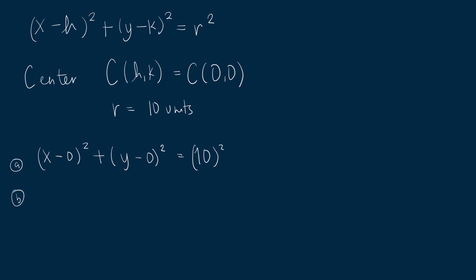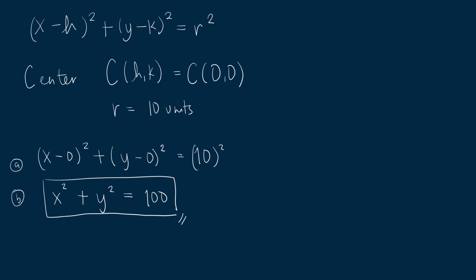For step B, we have to subtract 0 from x, so that would be x, and put the exponent, plus y squared is equal to 10 squared, which is 100, and therefore, this is already your final answer. The given equation is x squared plus y squared is equal to 100.